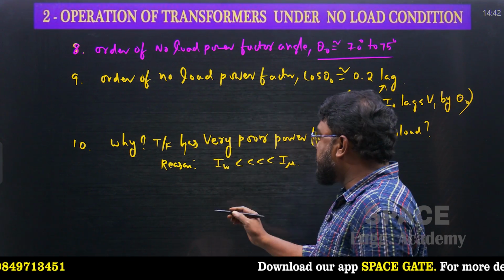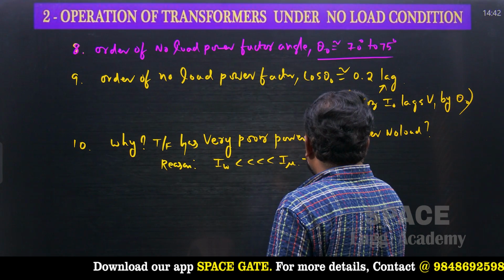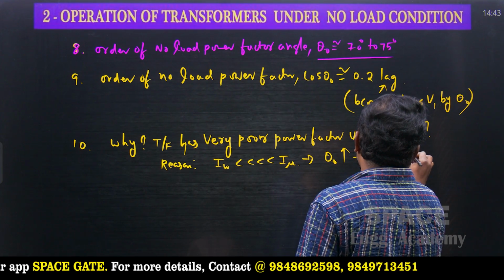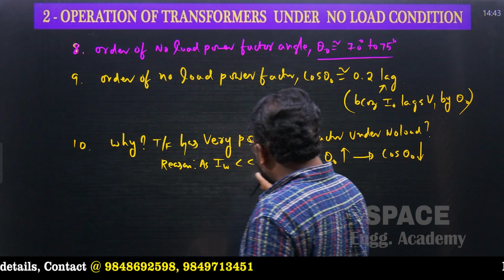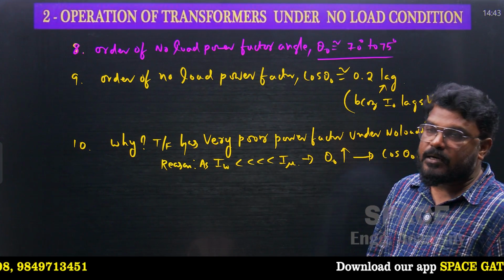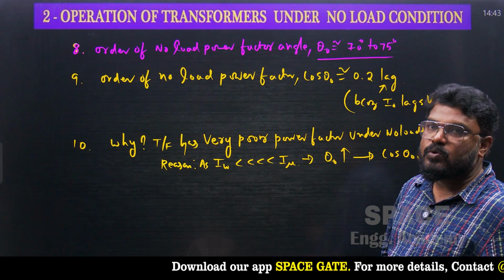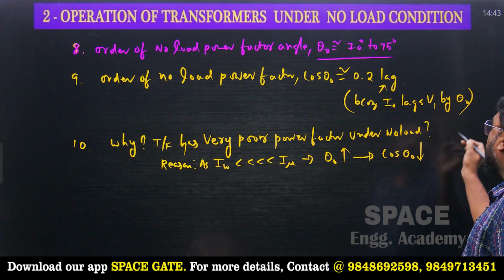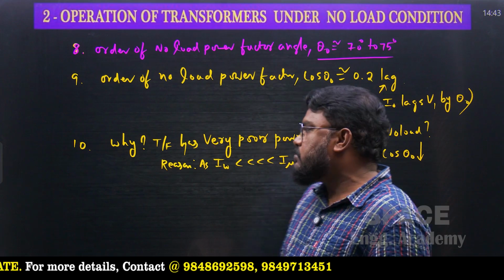Because of this reason, theta naught will be a higher value. When theta naught is high, cos theta naught is low. So as the iron loss component of current is less as compared to the magnetizing current, the no load power factor angle will increase, due to which the no load power factor is a very low value, equal to 0.2 lag. So this type of question.